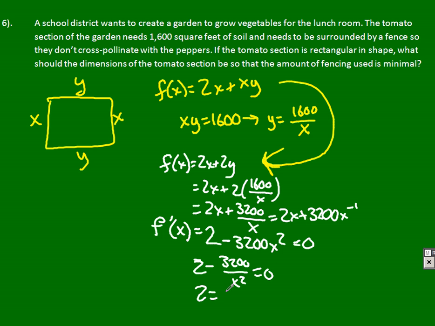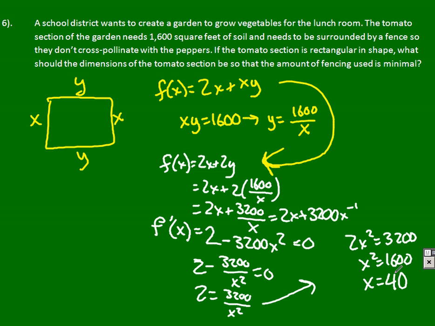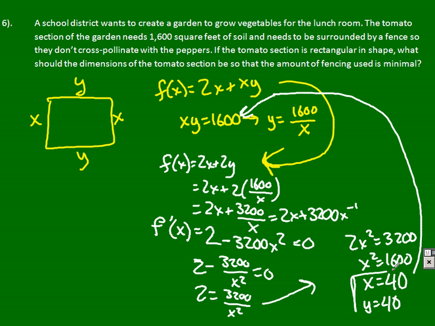That means 2 will equal 3200 over x squared. Bring it back over here. I'm going to multiply by x squared and then divide by 2, or you can say cross multiply, whatever makes it easier. It'll be 2x squared equals 3200, which means x squared equals 1600, which means x equals the square root of that, which is 40. And then I would plug back in to my original equation right here, which means that y will also equal 40. Y equals 1600 divided by x, so y is also 40.